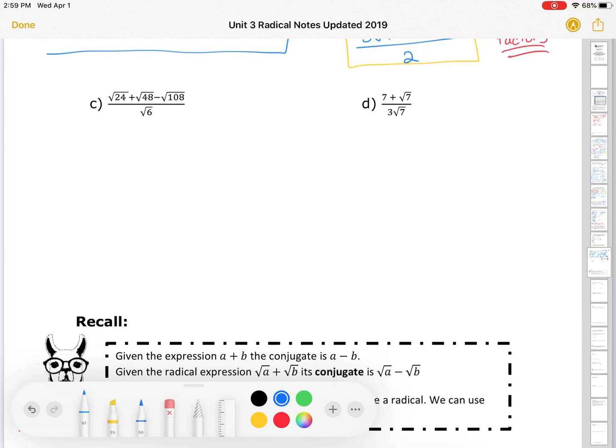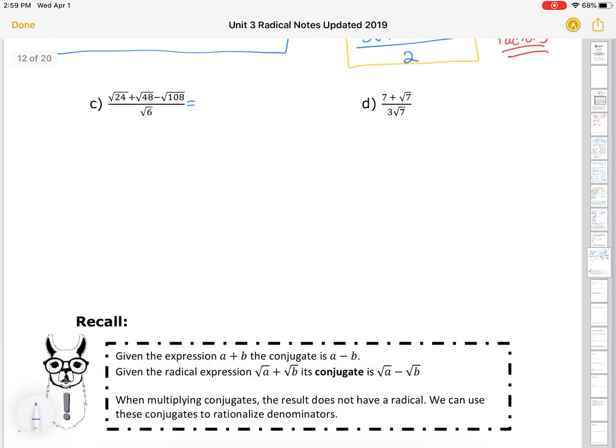This first one's got a little bit of work to do first because we want to change these all to mixed radicals. 24 is the same as 4 times 6, so I can take a 2 out, so it'll be 2 root 6. Square root of 4 is 2. 48 is 16 times 3, so I can take a 4 out, so 4 root 3. And minus 108. 108 is 3 times 36, so it's 6 root 3.